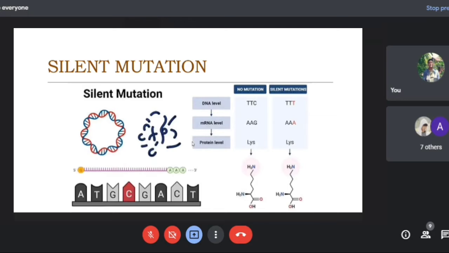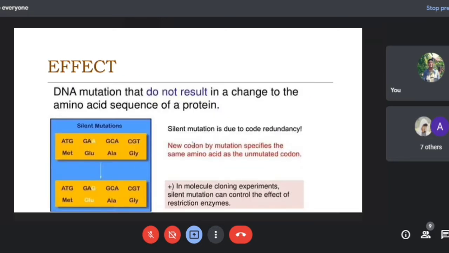Here I have attached three examples of silent mutation. As you can see here, the normal codon is TTC. But then after the silent mutation, the C is replaced by T, which is TTT. But then at the final result in protein level, the product produced is also the same, which is lysine. Same goes here. In the silent mutation, the A is replaced by G, but the final product for this protein is glucosamine, which is the same product.